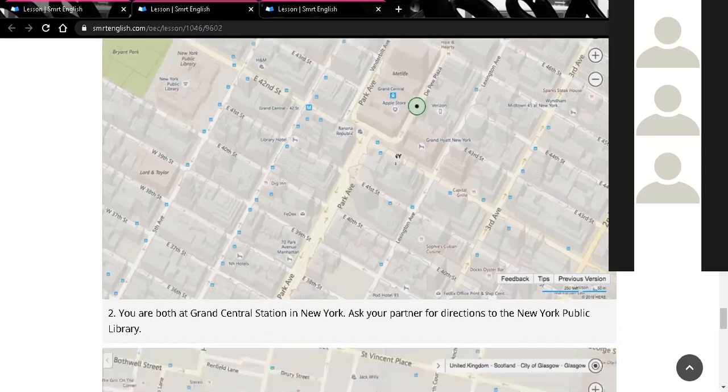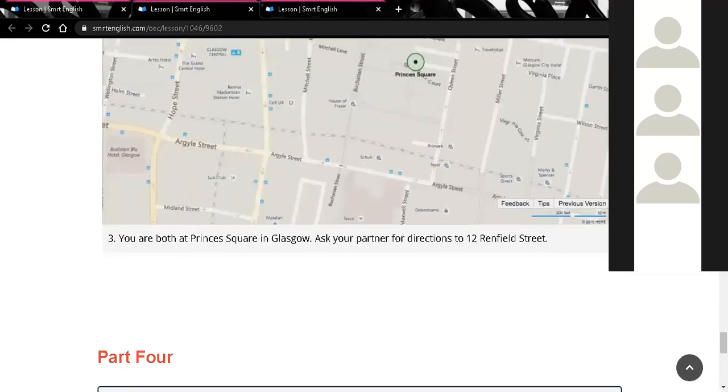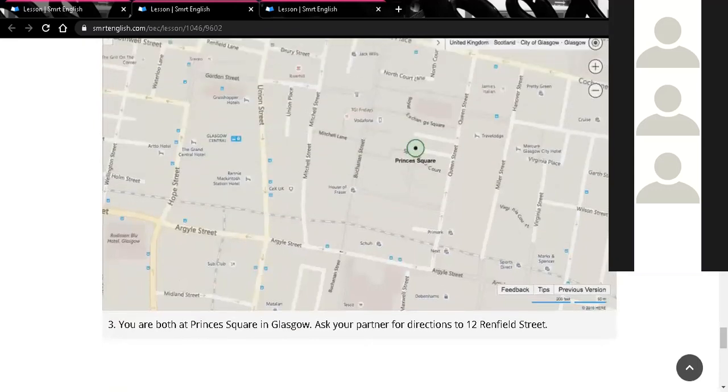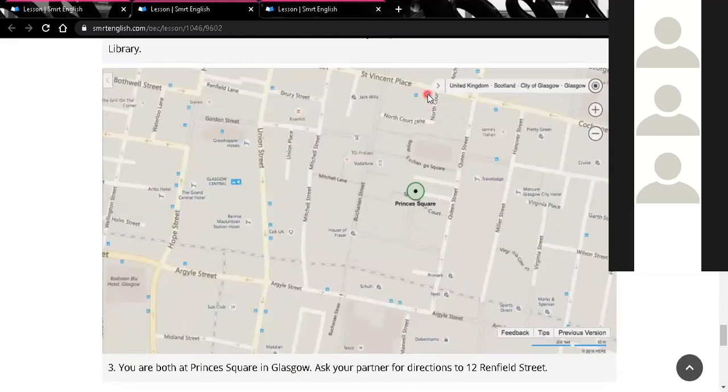Next, it says the last one, I guess. Yes. You are both at Princess Square in Glasgow. Ask your partner for directions to 12 Greenfield Street. So here we are, and we need to get to the 12 Greenfield Street. Do you see it? Guillermo, tell me how to get there. I don't see the 12 Greenfield Street. You don't see it? Does anybody see it?